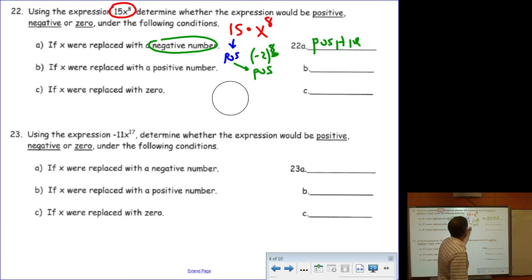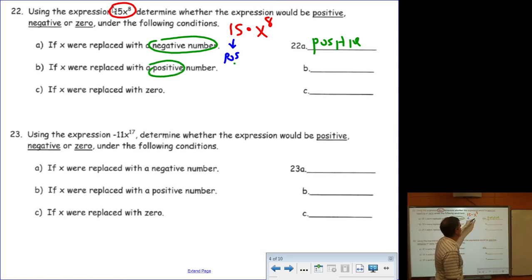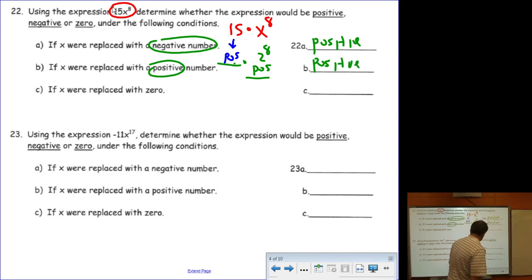All right, how about if I put a positive number in for x? Well, if I put a positive number in for x, like 2, positive numbers are always positive. So I still end up with a positive 15 times a positive result here, and a positive times a positive is going to end up positive. And last up, if I put 0 in for x, that ends up being 0, and any positive number times 0 is 0.